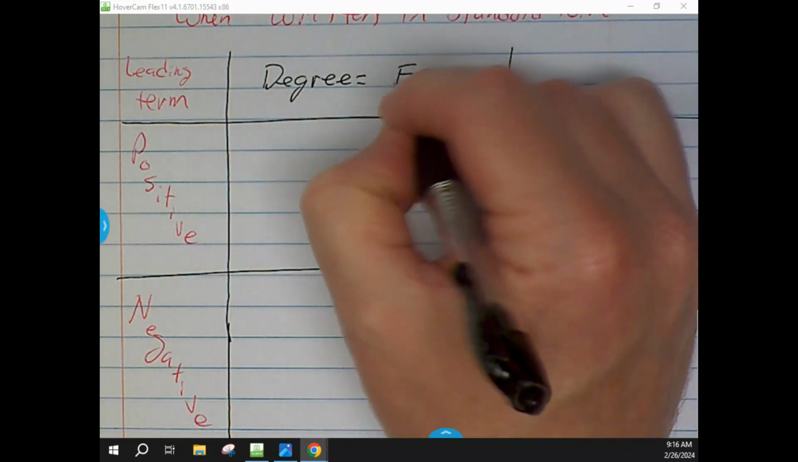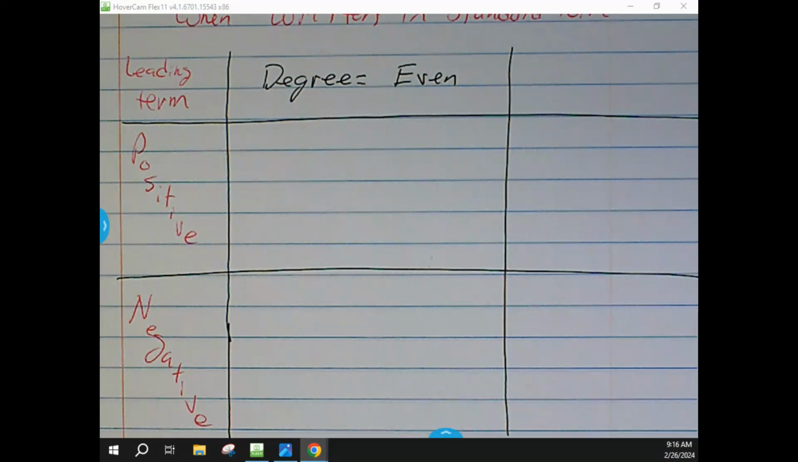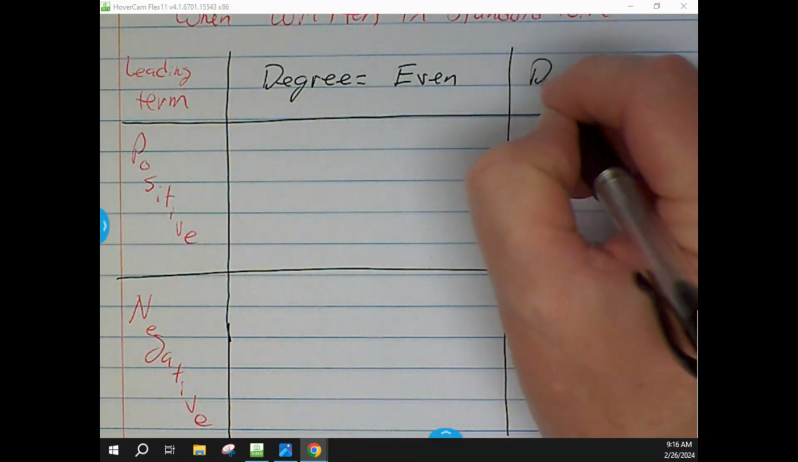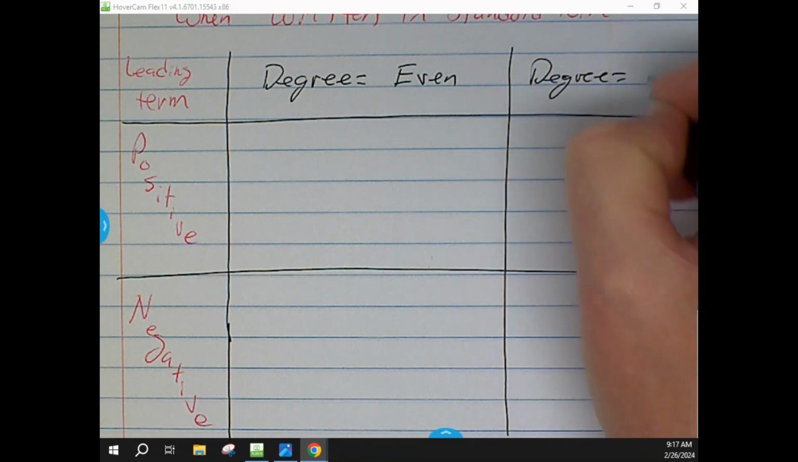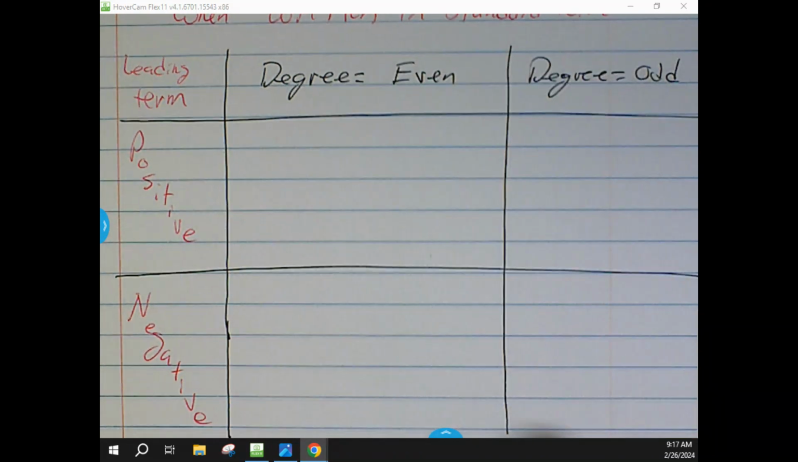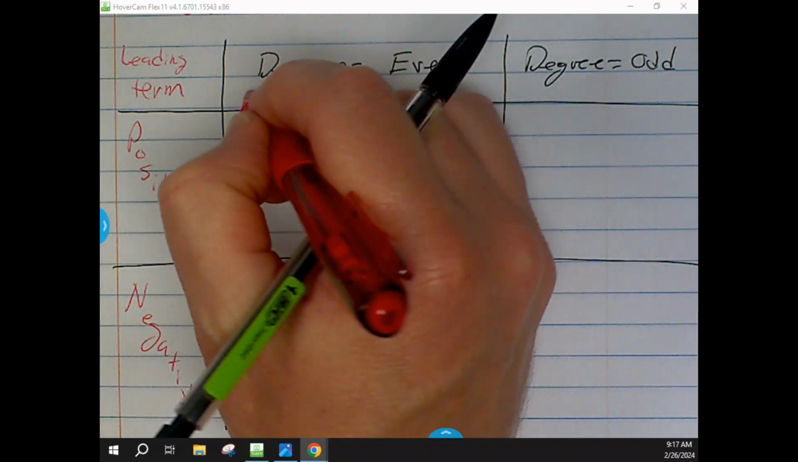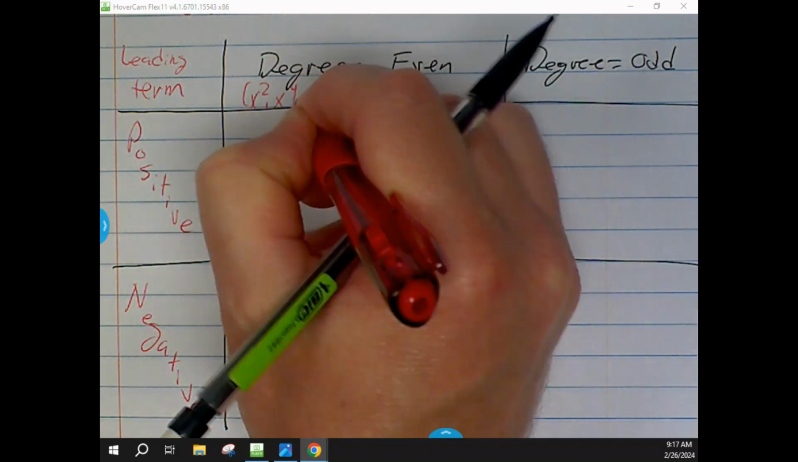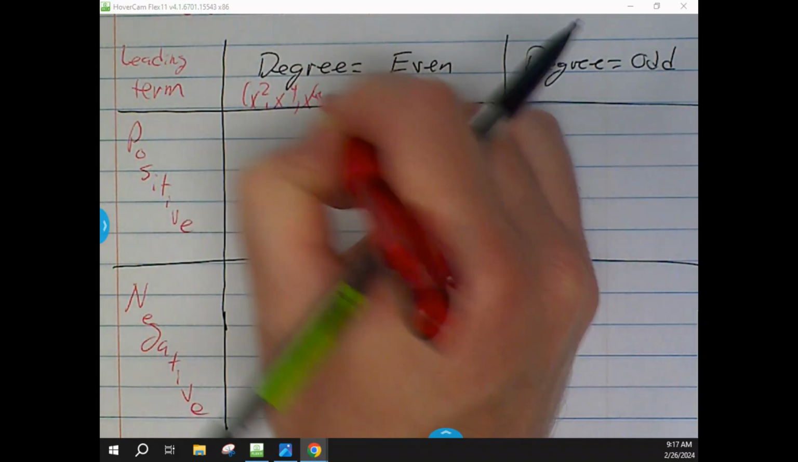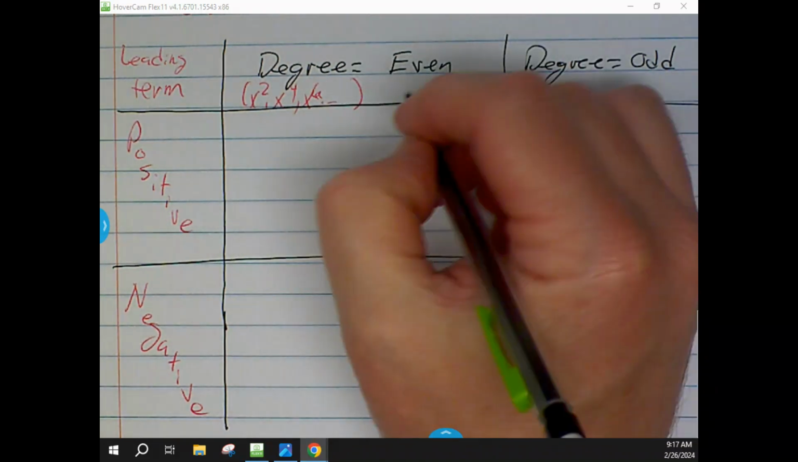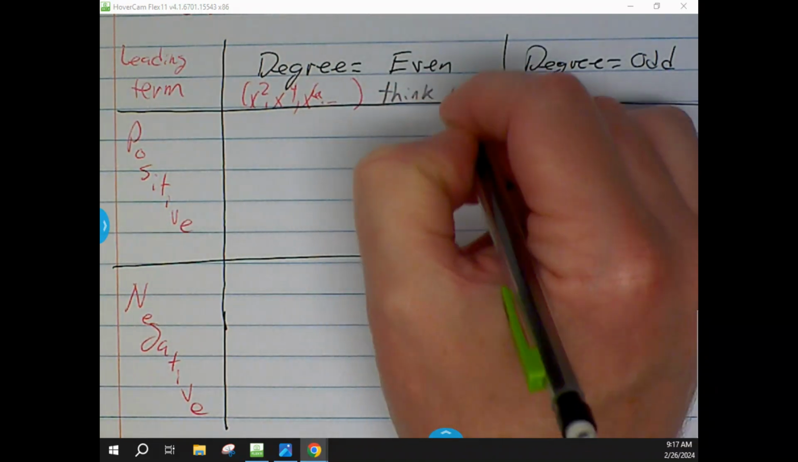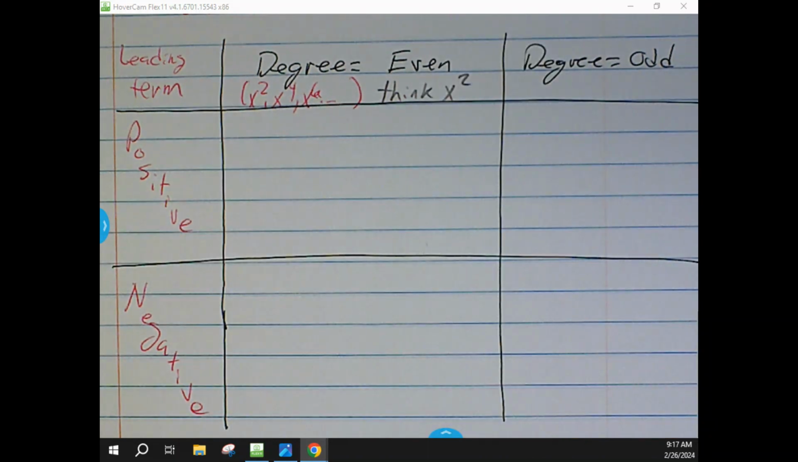All right, and for your degrees, it's basically one of two things. It's either an even degree or it's odd. And when we're doing something with the even degree, x to the second, x to the fourth, x to the sixth, x to the eighth, doesn't matter what it is, if it's something to an even power, you've got to think like it's x squared, because we know what the graph of x squared looks like.